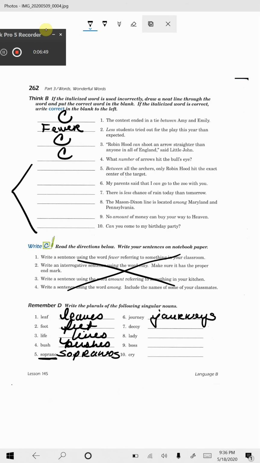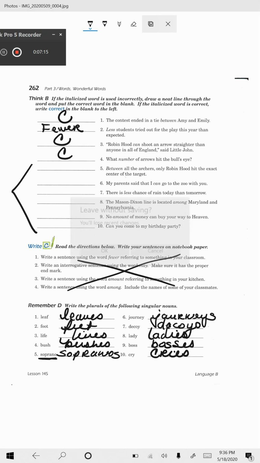Decoy, there's a Y with a vowel before it, so we'll just add the S. Lady, so there's a Y with a consonant before it. So we drop the Y and add IES. Boss is bosses, add ES. Cries is a Y with a consonant before it, so drop the Y and add IES.